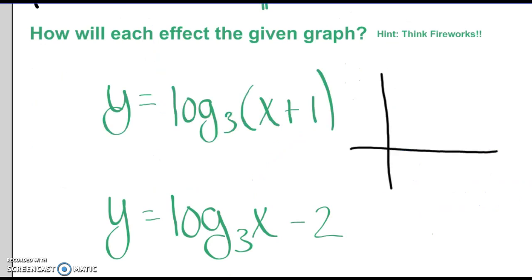Well, let's assume, again, that this is my original graph. It's going through (1, 0). It goes through (3, 1) and (9, 2). Inside the parentheses, what does it do? Shifts it to the left 1. So this graph will mimic it, but shift to the left 1. So it'll go through the origin, and it will go through 1 when x is 2.